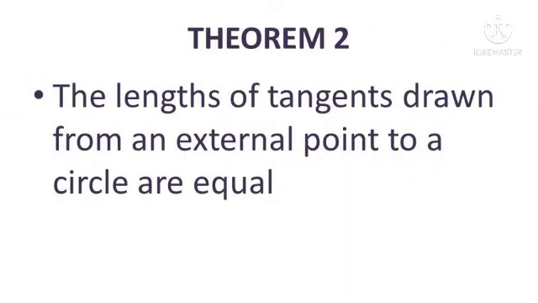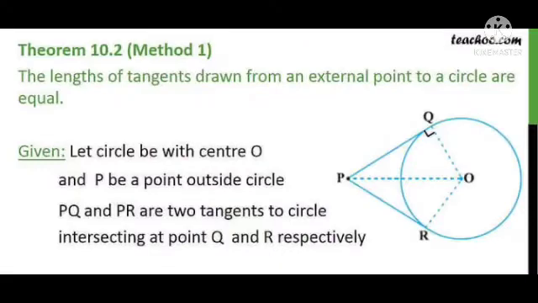Next theorem. The lengths of tangents drawn from an external point to a circle are equal. Look at the figure and understand. Let the circle be with center O and P be a point outside the circle. PQ and PR are 2 tangents to the circle intersecting at points Q and R respectively. Hence, we need to prove that the lengths of tangents are equal, that is, PQ is equal to PR.